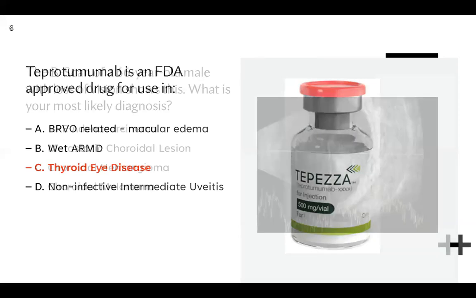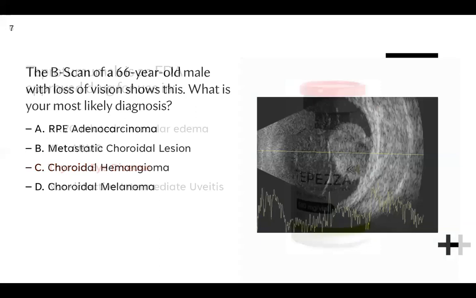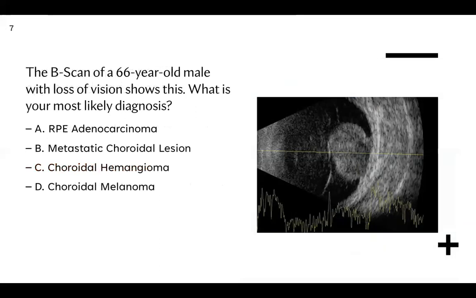Our next question is, this is a B scan of a 60-year-old male with loss of vision. What is your most likely diagnosis in this case? Is it A, RPE adenocarcinoma? Is it B, a metastatic choroidal lesion? Is it C, choroidal angioma? Or is it D, choroidal melanoma?